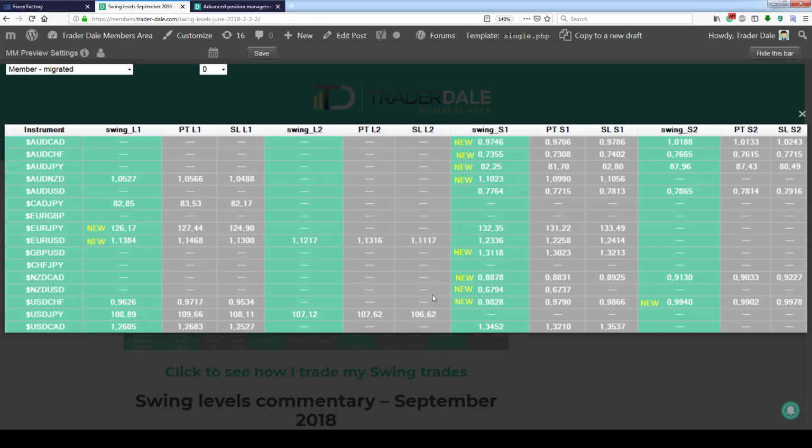So this is September. And as you can see, there is one new long level on the euro. It's 1.1384, and also there is the older 1.2336, but this level did not get triggered. So there is only this new level at 1.1384. So let's have a look at the charts, how it went.